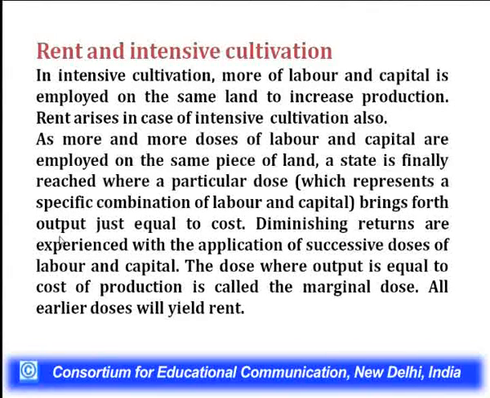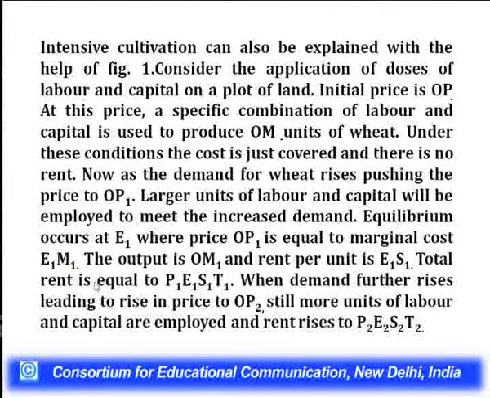Diminishing returns are experienced with the application of successive doses of labor and capital. The dose where output is equal to the cost of production is called the marginal dose. All earlier doses will yield rent. Intensive cultivation can also be explained with the help of figure 1.